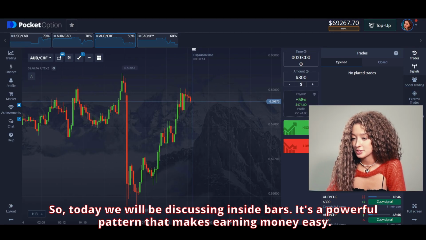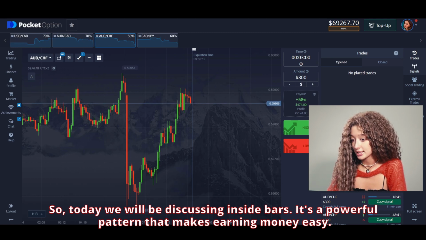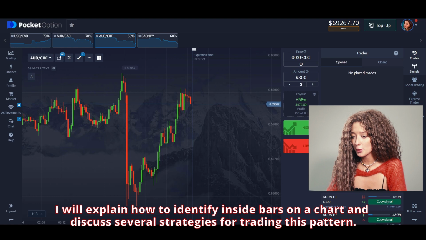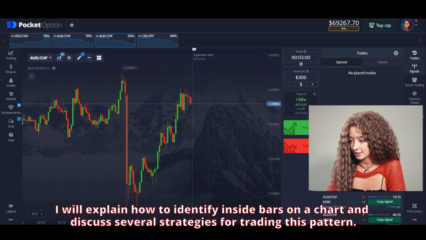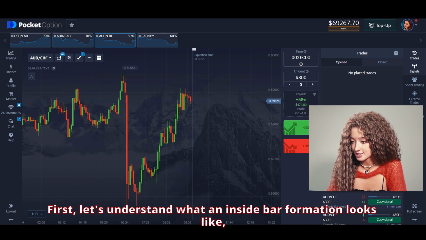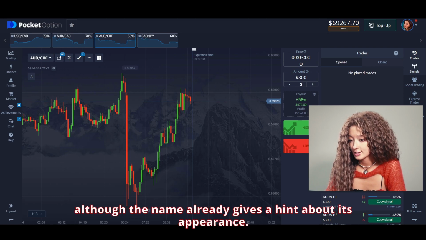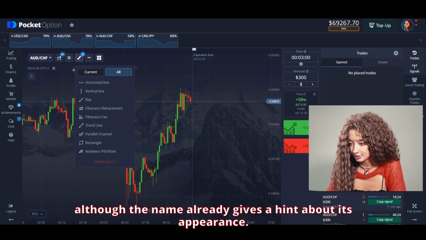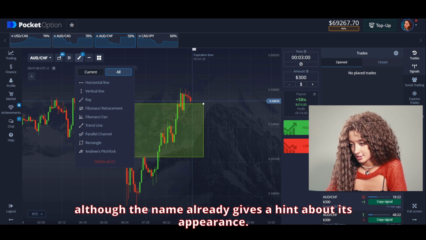So, today I will be discussing inside bars. It's a powerful pattern that makes earning money easy. I will explain how to identify inside bars on the chart and discuss several strategies for trading this pattern. First, let's understand what an inside bar formation looks like, although the name already gives a hint about its appearance.